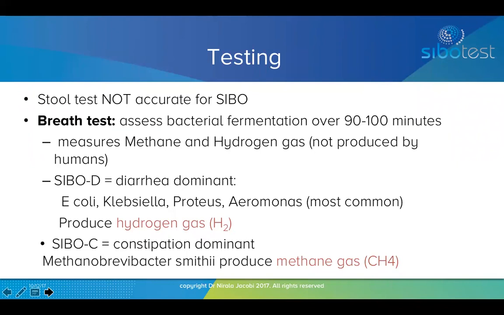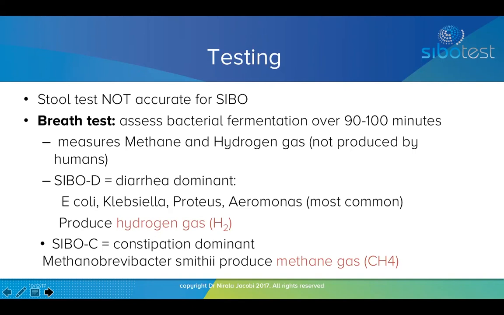When we talk about the different types of SIBO, we have SIBO-D or diarrhea dominant, and that's predominantly caused by E. coli, Klebsiella, Proteus, Aeromonas. Those are the most common ones, but of course we have different bacteria as well, but these particular bacteria tend to produce hydrogen. When we talk about constipation dominant SIBO or SIBO-C, it's mainly Methanobrevibacter smithii that produces methane gas, which is quite constipating in general.